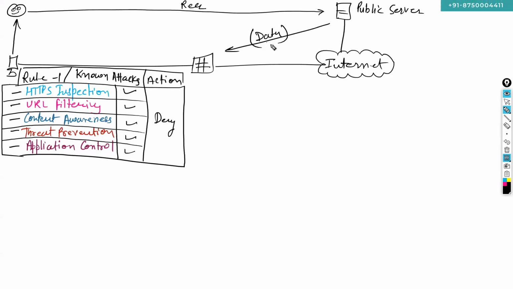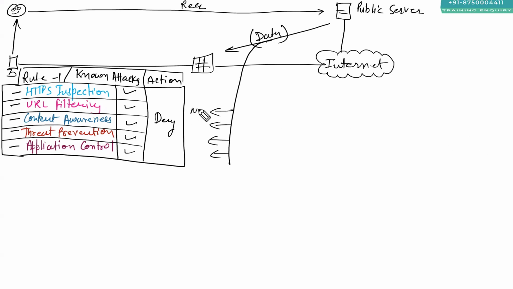Now the data will be received, and this data which we are getting will be matched with these signatures. HTTPS inspection does not match, it only converts the data into plain text format. So this data will be matched with threat prevention. No match with URL filtering, no match, no match, no match.